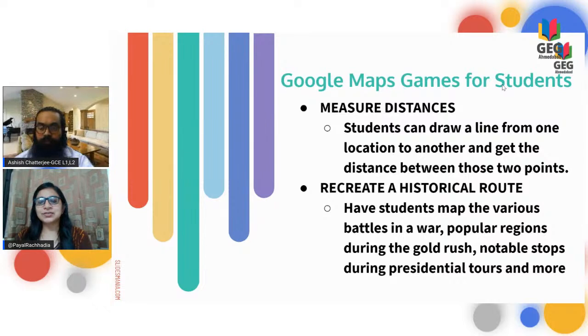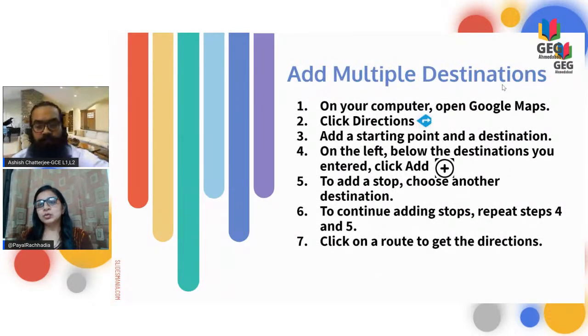Then the next is recreating a historical route. Suppose in our history there are so many historical routes, so we can recreate them. Students have to map the various battles in the wars, popular regions during the gold rush, notable stops during presidential tours, and many more. So this is how we can use Google Maps.